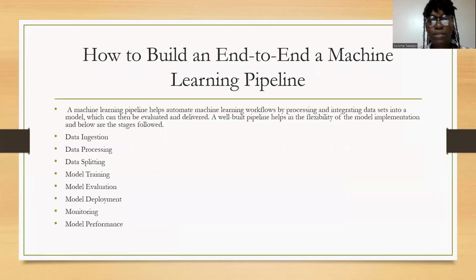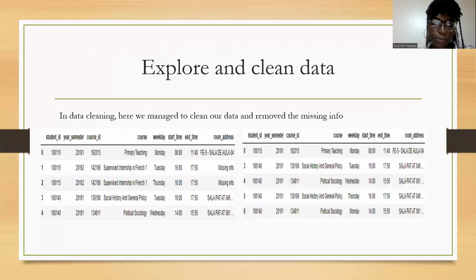So how to build an end-to-end machine learning pipeline? A machine learning pipeline helps automate machine learning workflows by processing and integrating data sets into a model, which can then be evaluated and delivered. A well-built pipeline helps in the flexibility of the model implementation and below are the stages followed: data ingestion, data processing, data splitting, model training, model evaluation, model deployment, monitoring, and model performance.